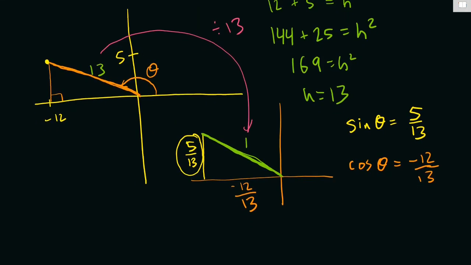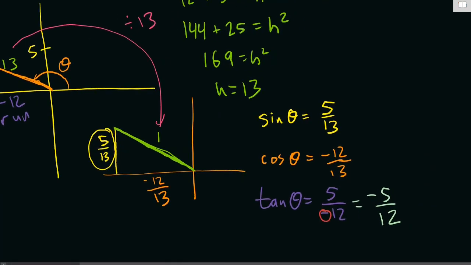Tangent is the slope, right? So this is 5 tall, this is negative 12. Your slope is your rise over your run. So since tangent is the slope, we actually didn't need to scale anything. We could have just done our positive 5 over negative 12. The only thing is you generally don't want to leave negative signs in the denominator. So we will change this to be negative 5/12. Okay, so there you go. Your tangent is negative 5/12, your cosine is negative 12/13, and your sine is 5/13.